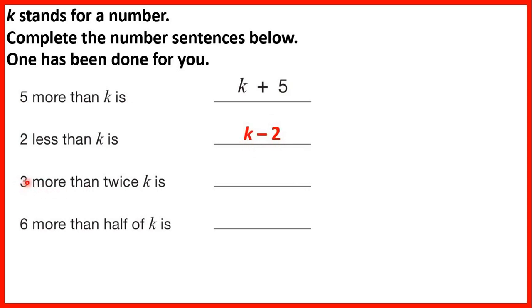Now we need to find 3 more than twice k. So twice k is 2 times k, which we can just write as 2k, but we want 3 more than 2k, so we can write 2k plus 3. Now we need 6 more than half of k, so we can write half k plus 6.